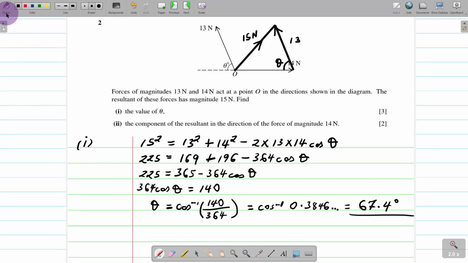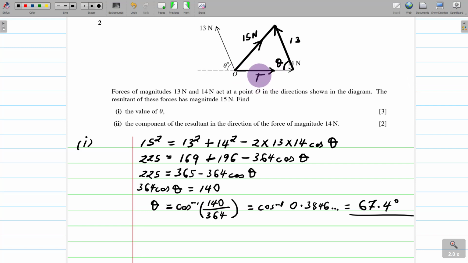Let's look at part 2. In part 2, we are asked to find the component of the resultant in the direction of the force of magnitude 14 newtons. In other words, what they are asking us to do here is to find this component here, this one here. The 15 Newton force has got two components. It's got a component which is horizontally to the right. It's got another component which is vertically upwards.